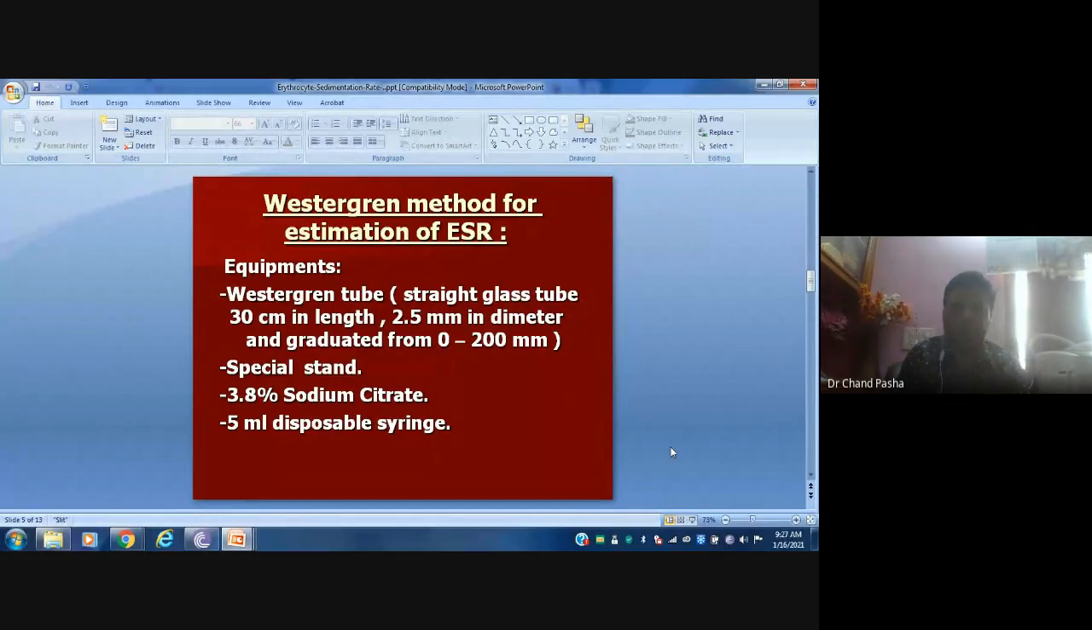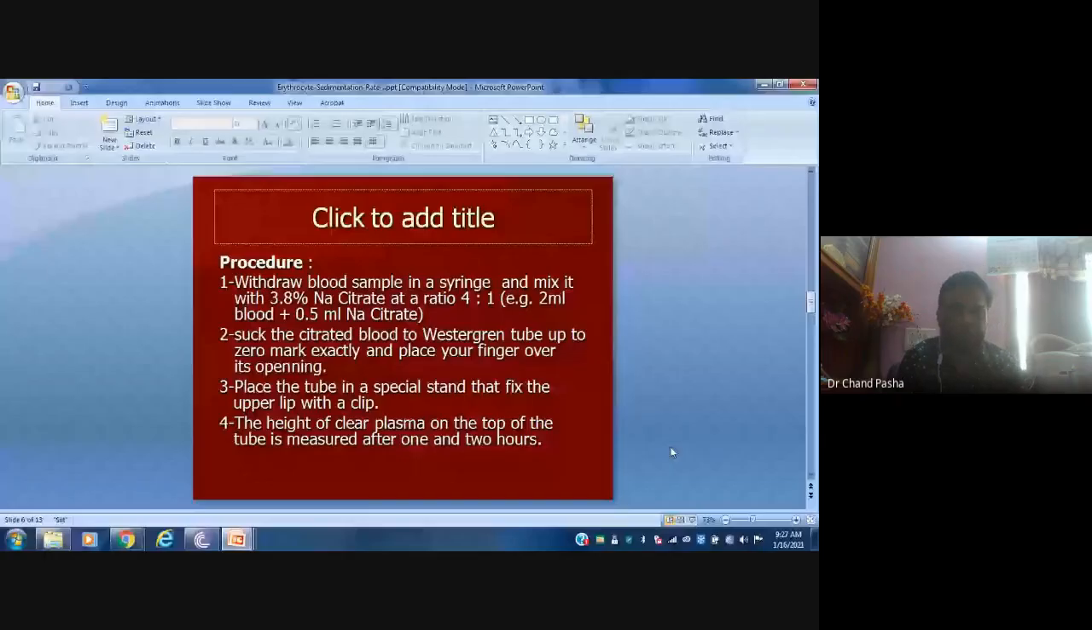First you need to draw the blood. After drawing the blood, you need to dilute it, mixing it with 3.8% sodium citrate, in a 4:1 ratio, that is, 2 ml of blood and 3.8% sodium citrate. Then the mixture you have prepared, you are supposed to suck into the Westergren tube. It's a very easy technique. You suck the blood up to the zero mark.